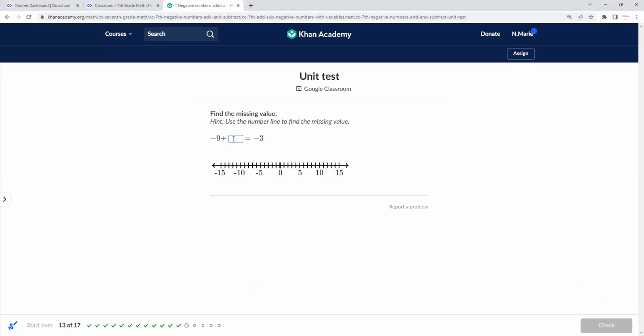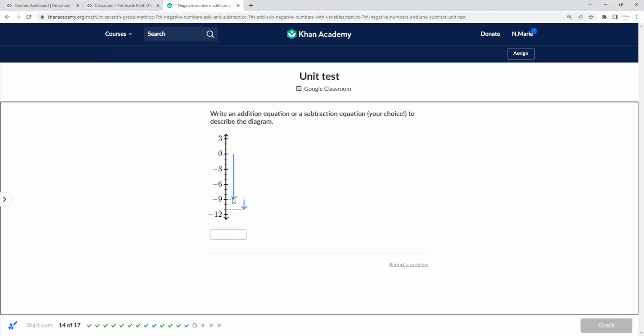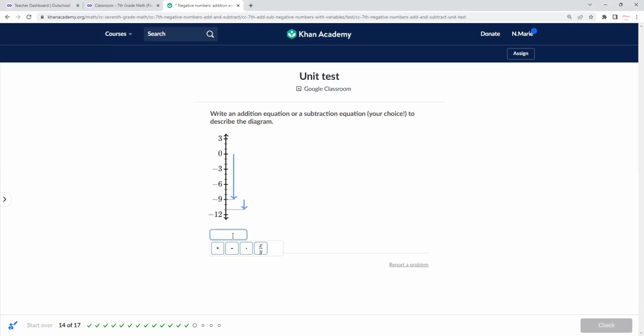-9 plus what gets you -3? 6. You can even use the number line to help you. 9, -9 minus, this is right, the equation. I think some of these number line ones can be kind of tricky.